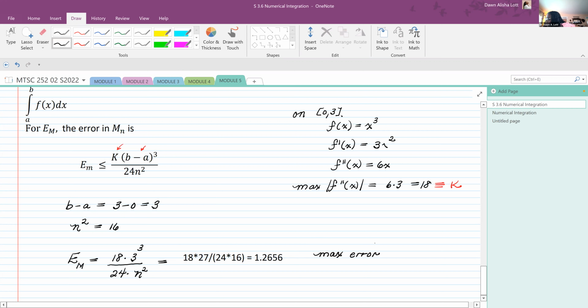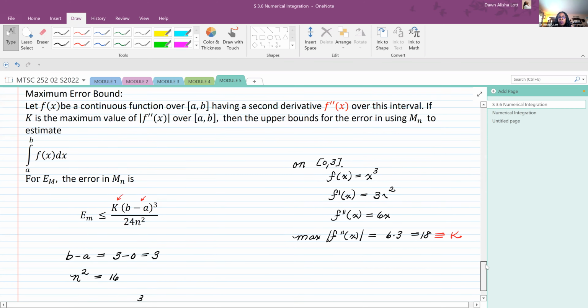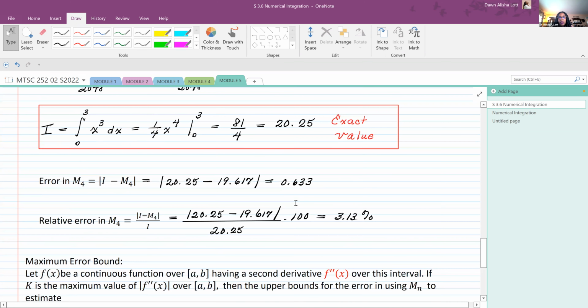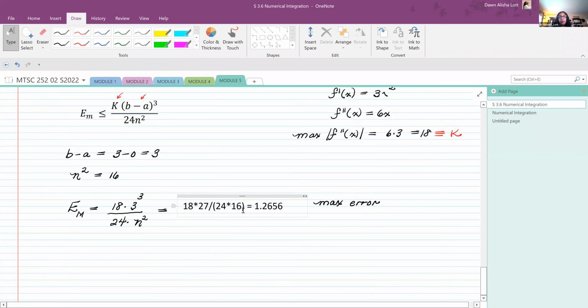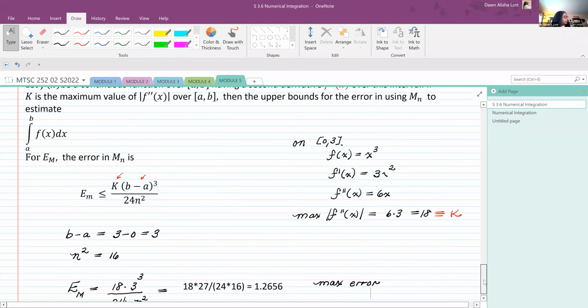And clearly we are under that. So our error was 0.633. By using the estimate, the maximum error would be 1.2656. So actually we didn't do too badly. Okay. So that is the midpoint rule.